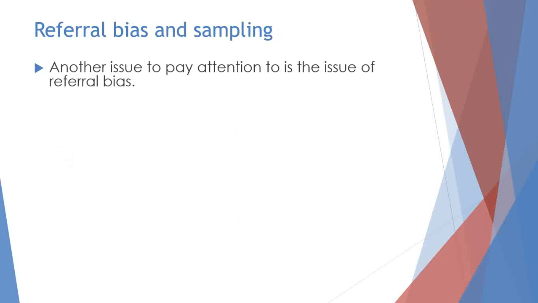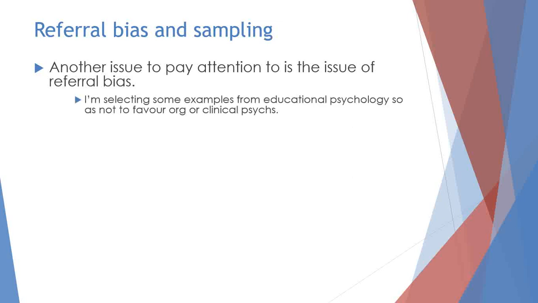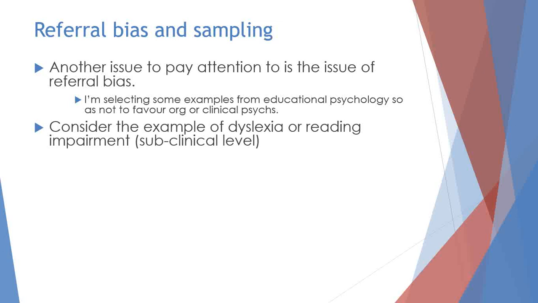Another issue to pay attention to is the issue of referral bias. Now, this one will be more of a clinical issue. But I'm going to select an example from educational psychology, again, because I don't want any rivalries between the org psych folks and the clinical folks. Okay, so consider the example of dyslexia or reading impairment, which is a subclinical level.